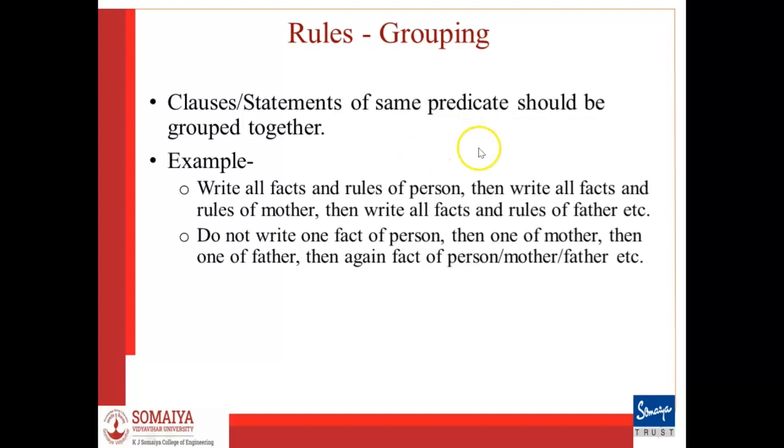For example, in a family tree program, we should write the facts and rules related to person first together as one group, then write all the facts and rules about all the mothers about whom we want to write the information, then all the facts and rules about the relationship father, then grandfather, etc. Do not write one fact of a person, then one fact about the mother, then one fact about the father, then one fact about the person, then mother, then father. Thereby the program would give us error and it will not surely execute properly.